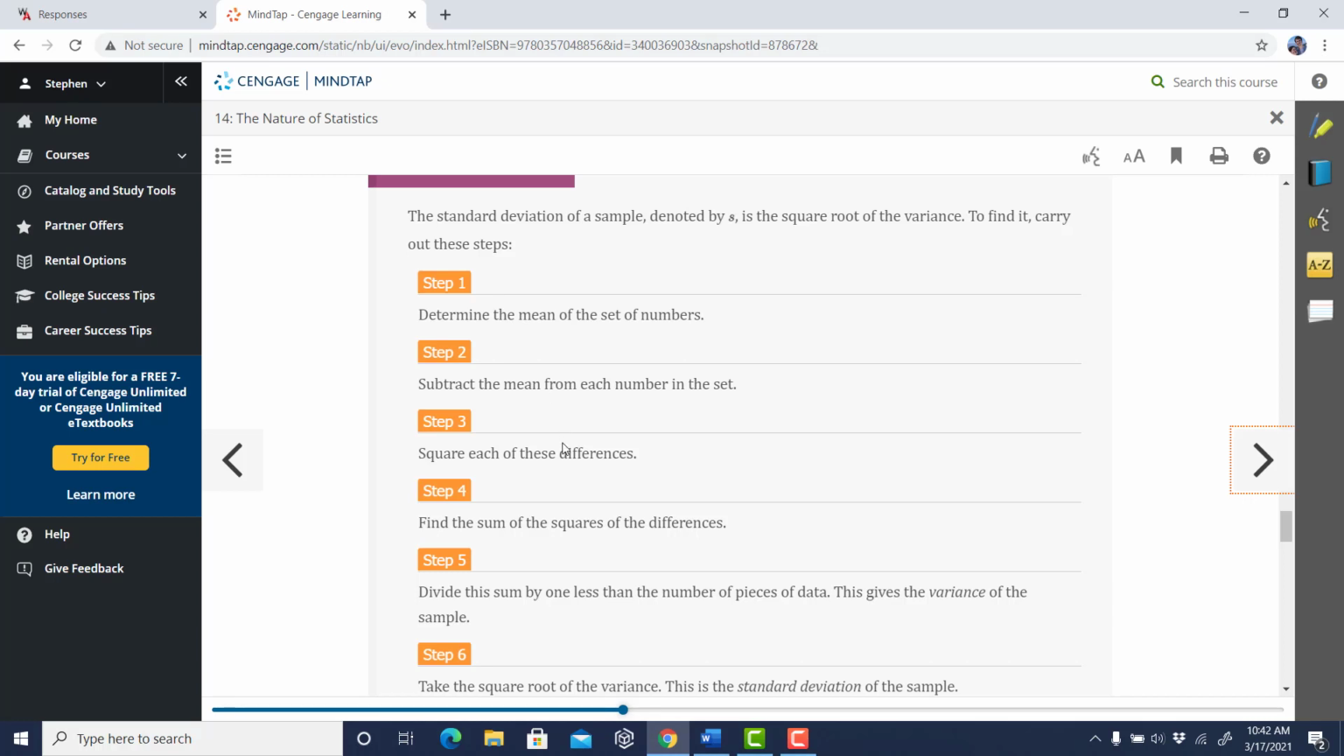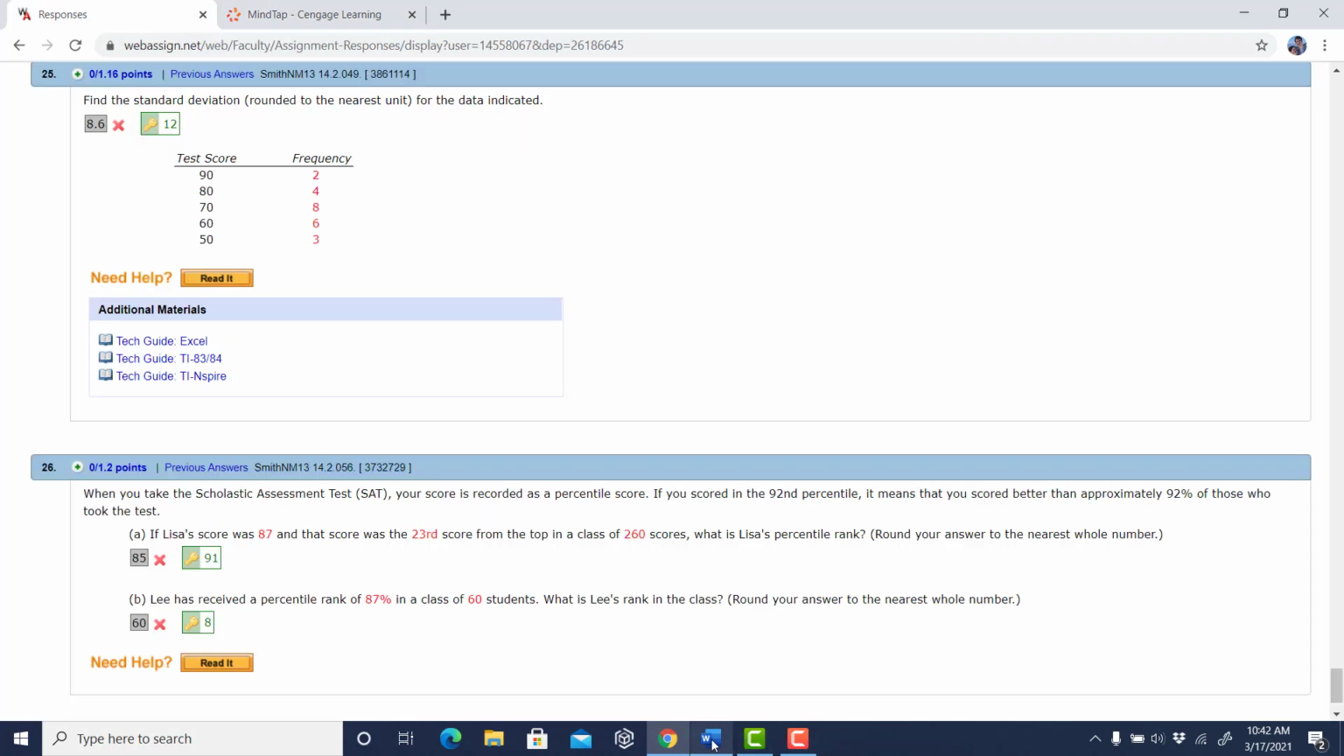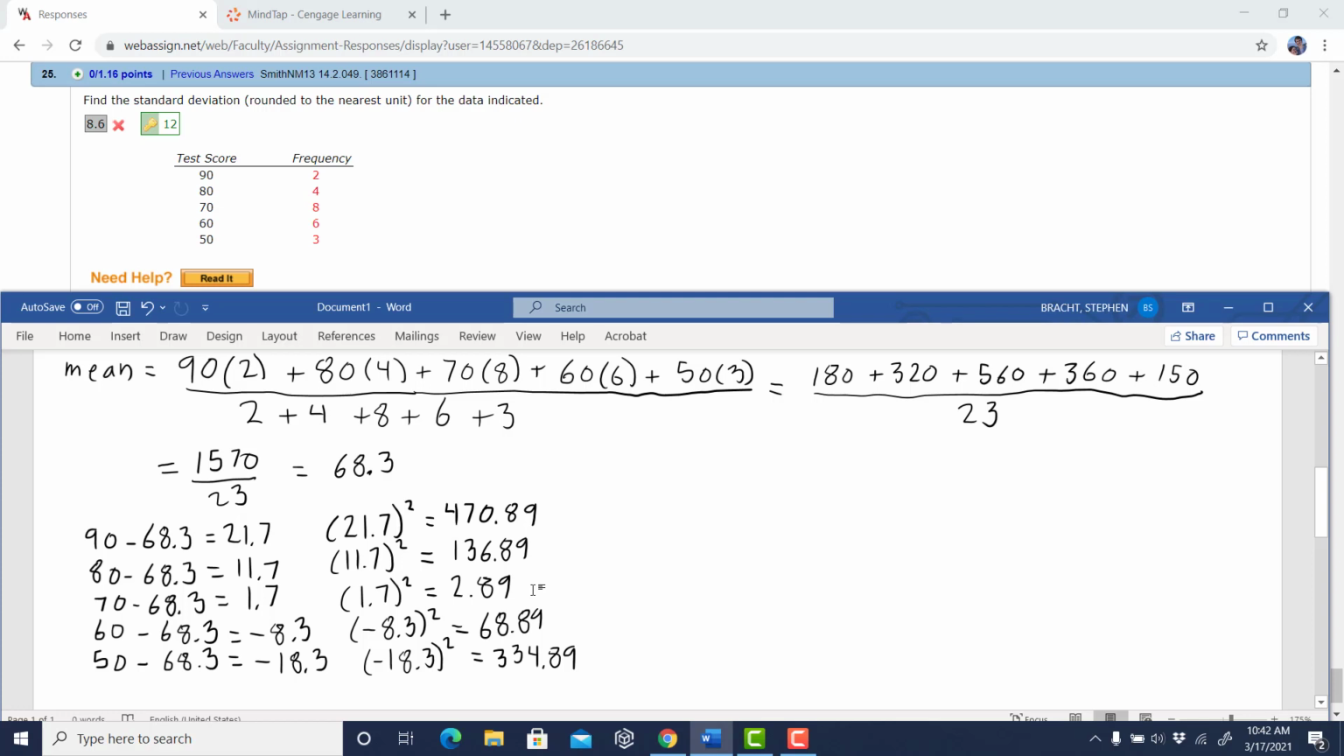Let's look at the next step. Find the sum of the squares of the differences. That means I need to take all of these squared values and add them up. But again, we have to remember that each of these repeats corresponding to the same frequency values up here, right? So when I add them up, I've got to remember that 470.89 corresponds to 90, so that repeats twice. 136.89 repeats 4 times, so I'll multiply that by 4. 2.89 repeats 8 times.